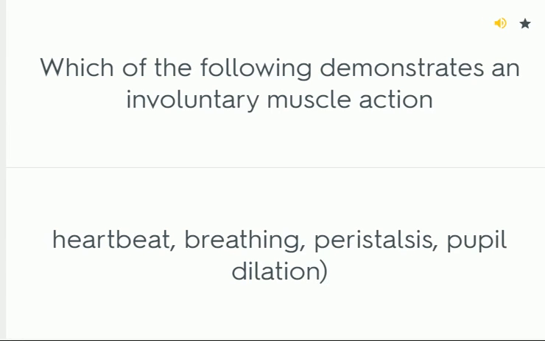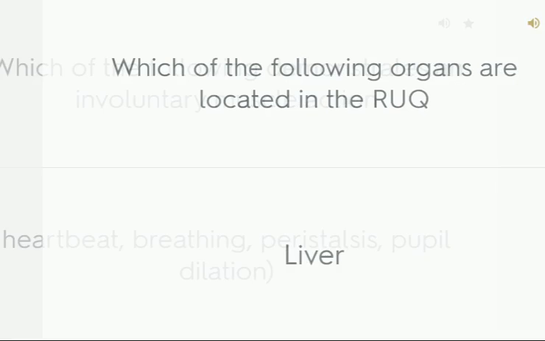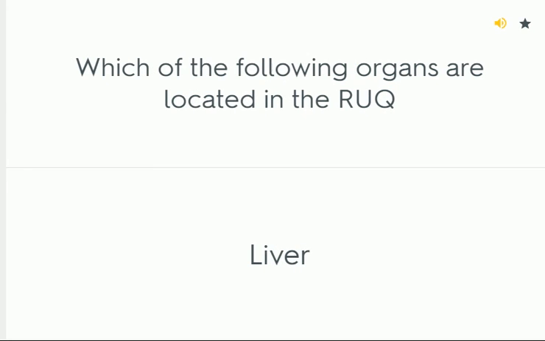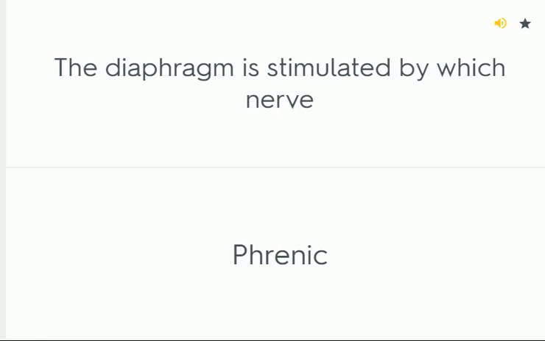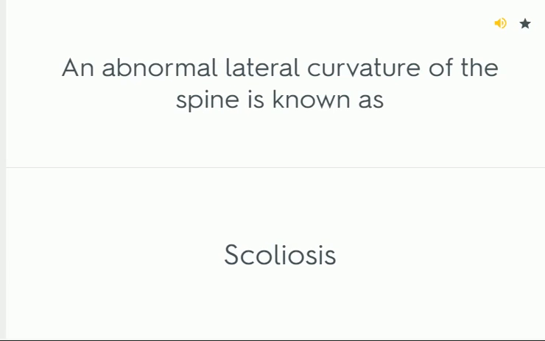Which of the following demonstrates an involuntary muscle action? Heartbeat, breathing, peristalsis, pupil dilation. Which of the following organs are located in the right upper quadrant? Liver. The diaphragm is stimulated by which nerve? Phrenic. An abnormal lateral curvature of the spine is known as scoliosis.